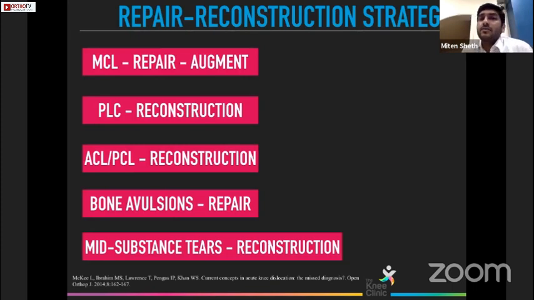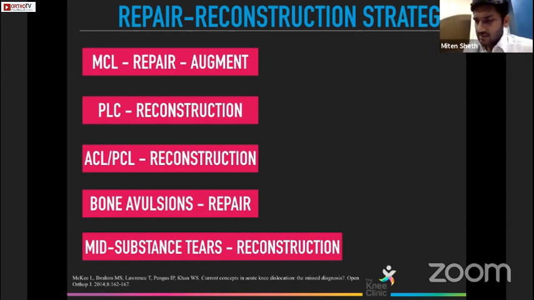And if you're thinking of how to decide between repair and reconstruction, the commonest injury that we see with tibial plateau fractures is an MCL. Up to 6 weeks, we're just thinking about repairing, augmenting, or conserving the MCL. Unless we're seeing something at 2 months, 3 months, or a year after surgery with grade 3 instability, we are not thinking reconstruction.